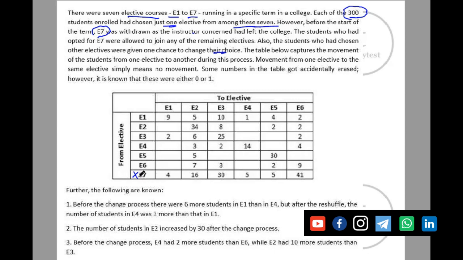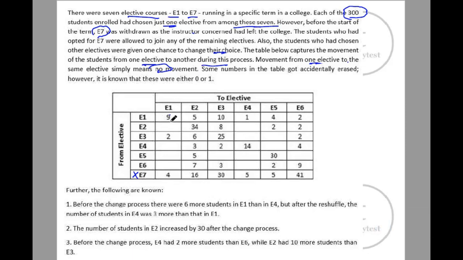So E7 goes, they can move to any of the remaining other electives, and even E1 can go to some other electives, E2 can go to other electives, and so on. The table below captures the movement of the students from one elective to the other during this process. Movement from one elective to the same elective simply means no movement. So this is your original one. Okay, so if you were to look at it, out of all the students in E1, 9 students stayed in E1, which means these people did not move at all. 5 moved from E1 to E2, 10 moved from E1 to E3, 1 moved from E1 to E4, 4 moved from E1 to E5, and 2 moved from E1 to E6.